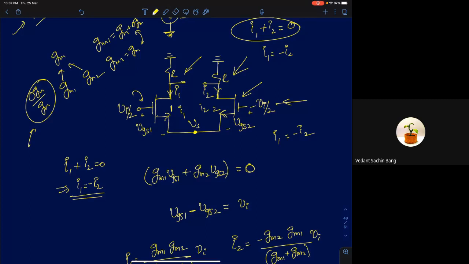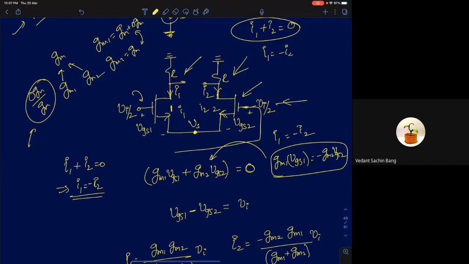I1 is simply GM1 times VGS1 and I2 is GM2 times VGS2. So you have one expression, and that's what I've written here. GM1 VGS1 plus GM2 VGS2 should be equal to 0. Then the other equation that I have here is VGS1 minus VGS2.